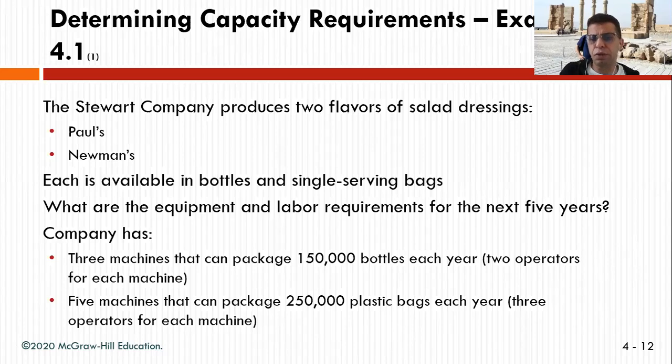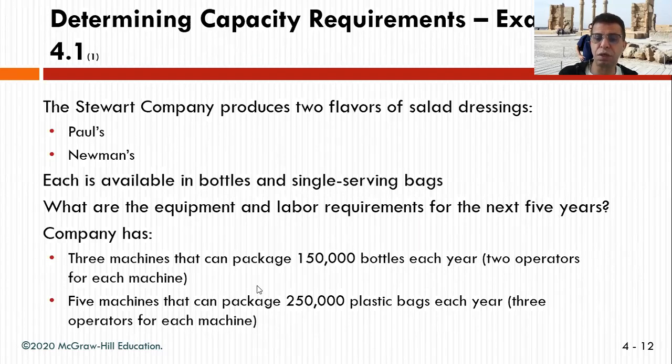So let's assume that there is a Stewart company that produces 2 flavors of salad dressing. One is called Paul's and the other Newman's, and each is available in a bottle and a single-serving bag. What are the equipment and labor requirements for the next 5 years?